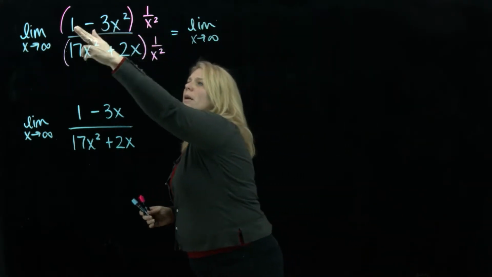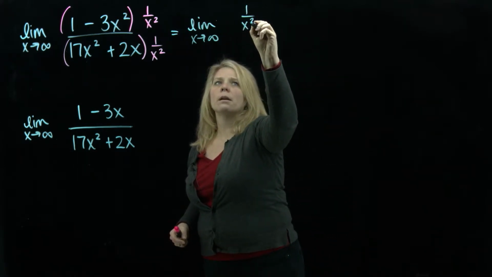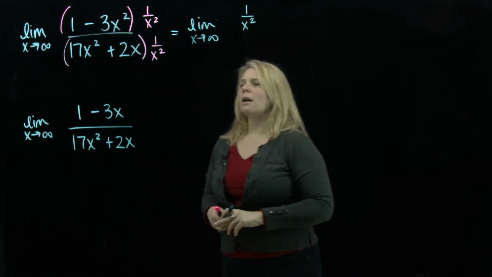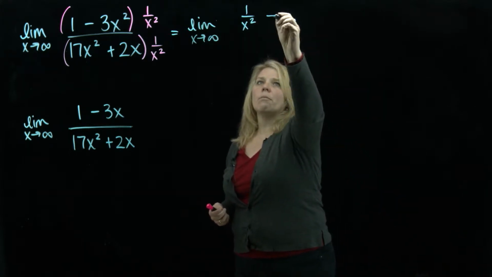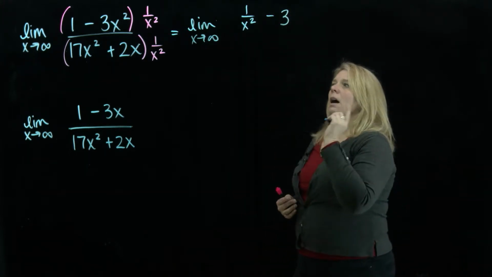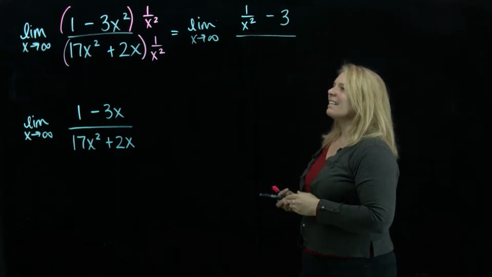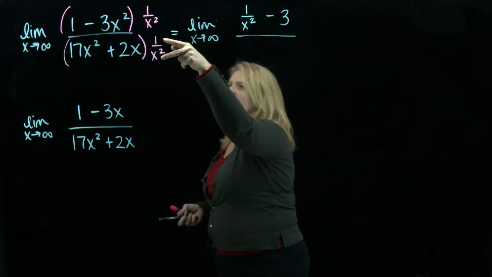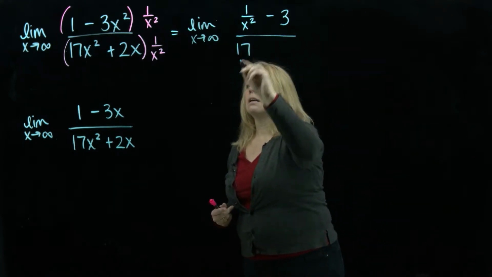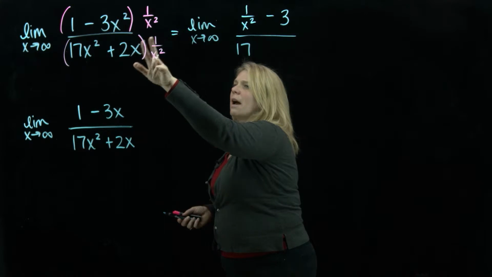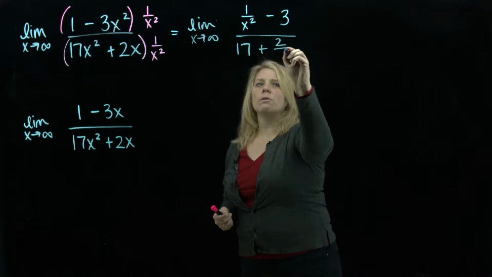All right, so on the numerator, when I multiply through by 1 over x squared, my first term on the numerator there will just be 1 over x squared. But the second term on the numerator, when I multiply 3x squared times 1 over x squared, the x squareds will cancel. And so I'll be left with minus 3. All right, so maybe that helps, and maybe it doesn't. Let's see what happens here on the denominator. When I multiply by 1 over x squared, 17x squared, the x squareds will cancel, so I'll end up with 17. And then on this second fraction here, 2x times 1 over x squared, one of the x's will cancel. And so I'll be left with plus 2 over x.